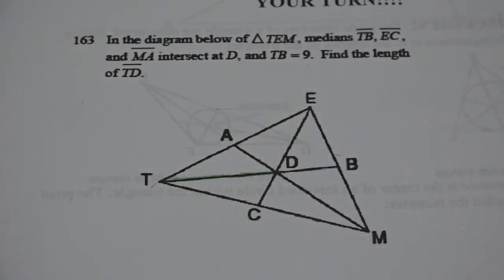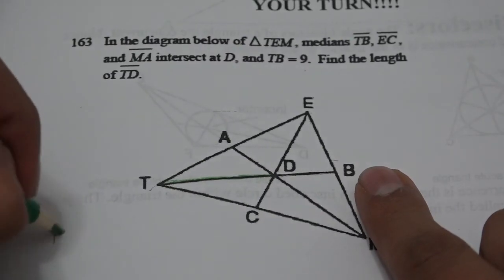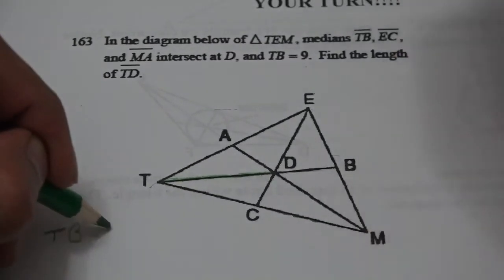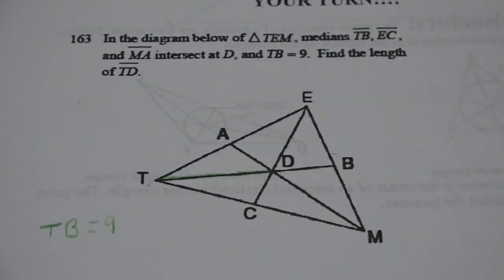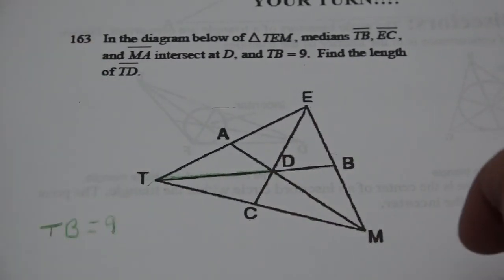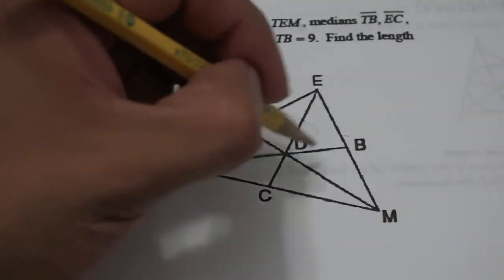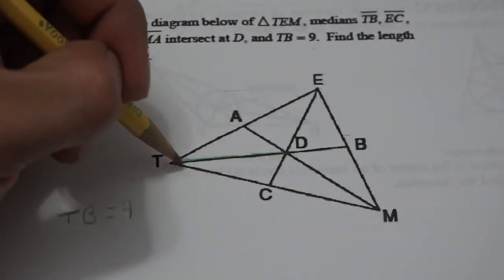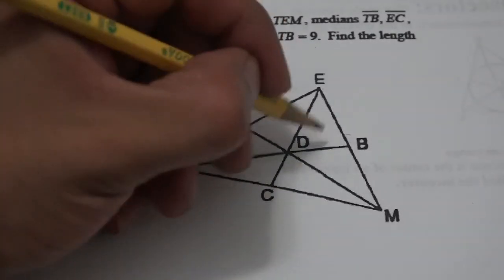Okay, so I need a ruler. So let's see now. The whole TB is 9. So TB equals 9. Okay, so they want TD. What do I know? And unfortunately, this is where we start with the algebra. I know that this is twice as much as DB. I don't know what the lengths are, this and this. All I know is that this is twice as much as this one.